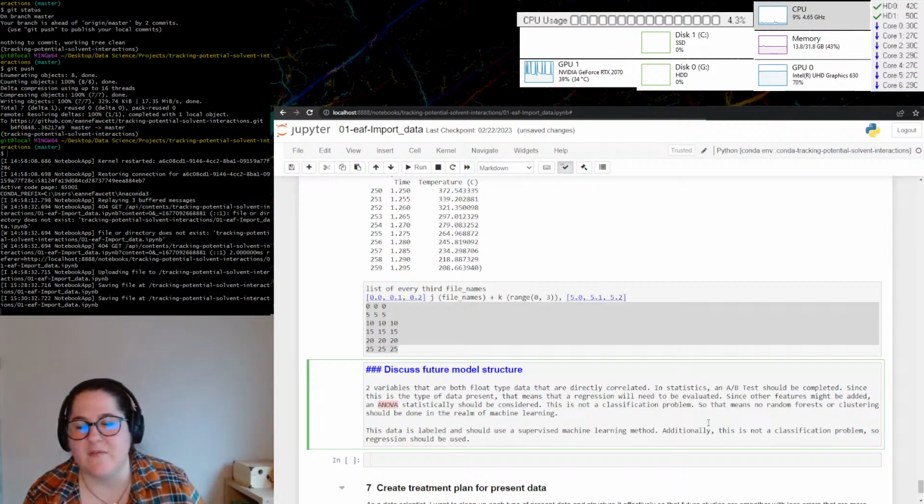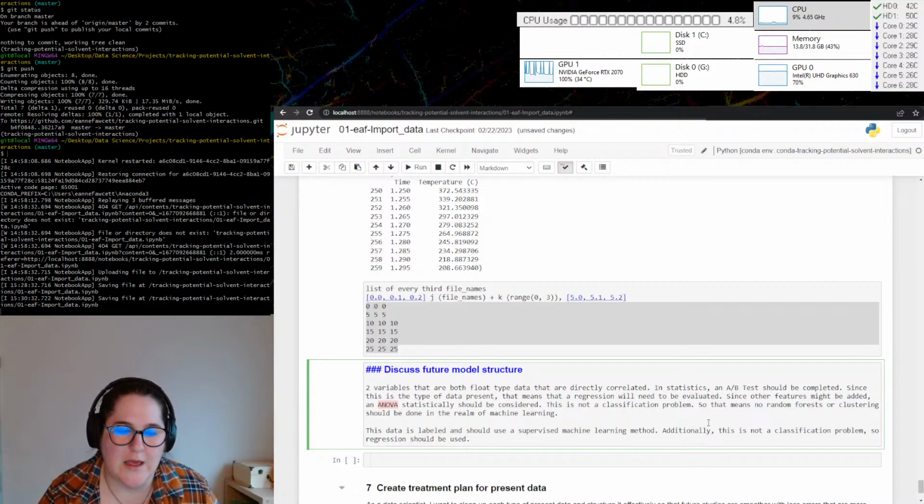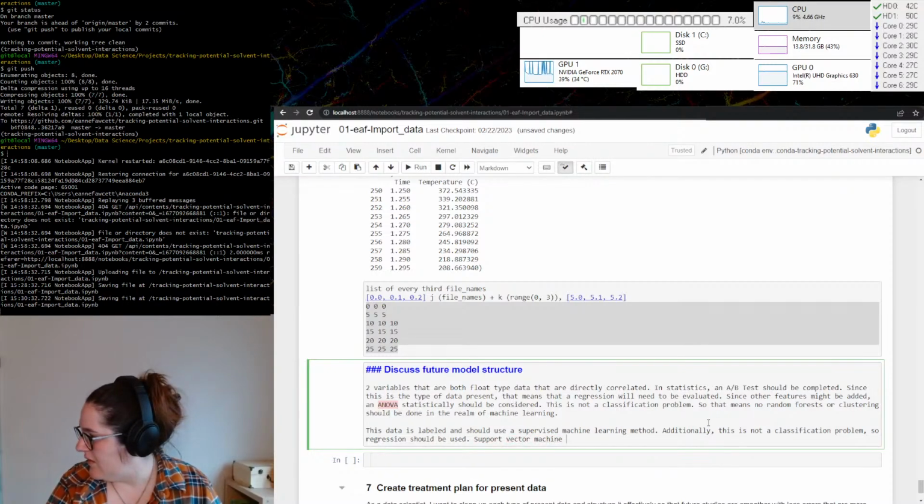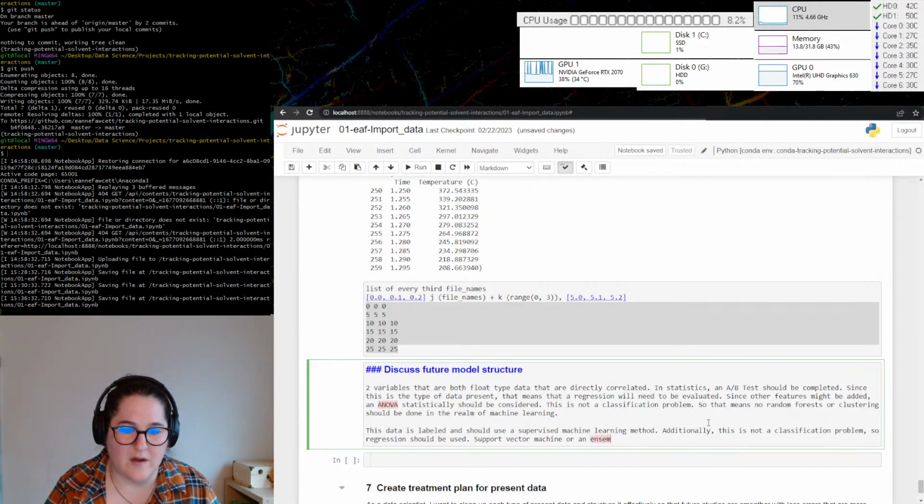And regression means something in statistics, but it also means something in machine learning. So we should use a regression in statistics, but we should also use one in machine learning, and we need to look at a couple of different options. One of them is using a support vector machine or an ensemble method, which just kind of strings together a whole bunch of stuff, which is kind of what a support vector machine does anyway, to evaluate the different features.